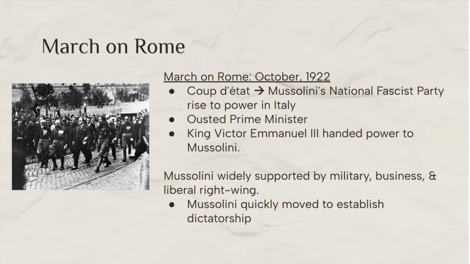So he leads his National Fascist Party in a coup d'etat in Rome in October 1922. It's called the March on Rome. He gets rid of the prime minister. He has the king hand him over that symbolic power, and he takes control as a dictator at this point. And he is really widely popular in Italy. He is saying all the right things to these masses that feel really disenfranchised. He's like, the Treaty of Versailles was garbage. It's not our fault that there's all this unemployment, and there's things that we can do to fix this. And so he's really supported by the military, by businesses, by a lot of liberal and right wing people during this time.